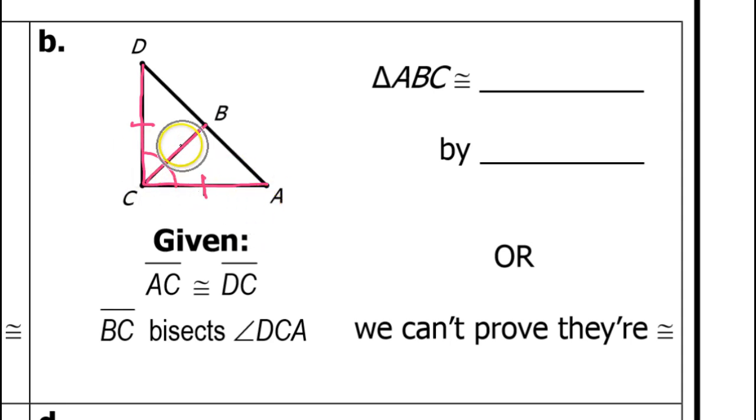I also can know that the shared side is going to be the same for both triangles. So that gives me a side angle side situation. Two sides and the angle in between. So side angle side proves that the triangles are congruent. So let's see. I have triangle ABC, and that'll be DBC.